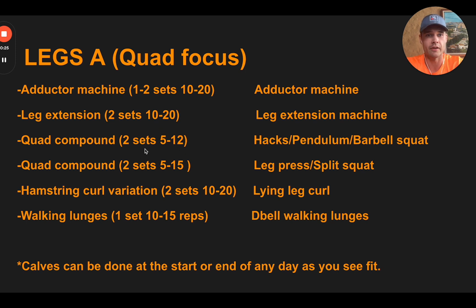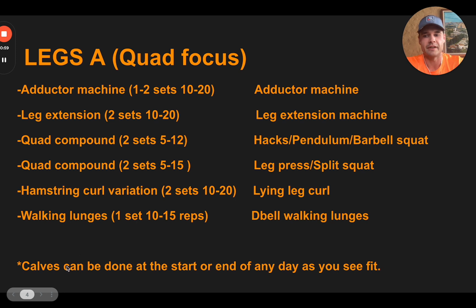So if you look at the total volume allocation here, we've got 2 sets for quads, 2 sets here, 2 sets. That's 6 sets. This will have a little bit of stimulus for quads with walking lunges. So that'll be seven-ish total sets for quads, 2 sets for hamstrings, 1 to 2 for adductors. And then in terms of glute stimulus, you're going to get a little bit from maybe a split squat and a lunge variation, and depending on which movement you pick here, barbell squat will have more glute activation than a pendulum or hack. But the main focus of this day is quad, and that's what we're going for.